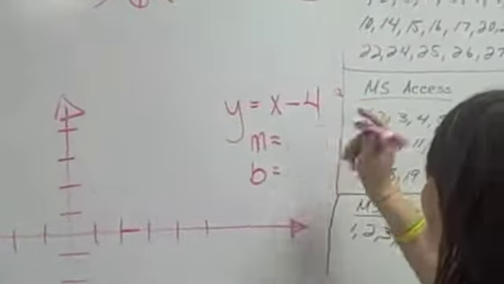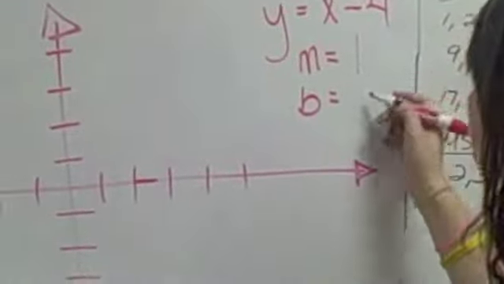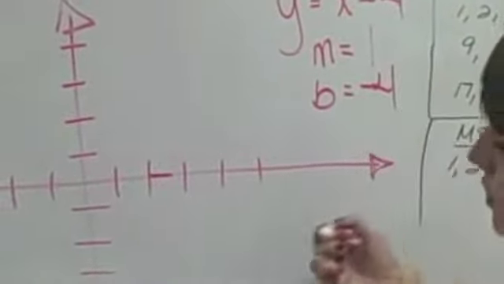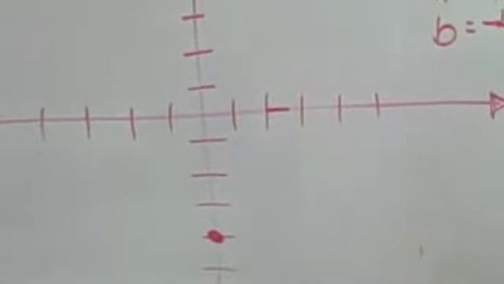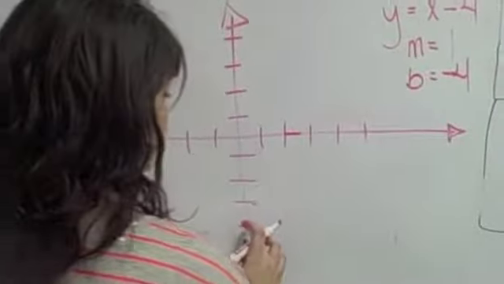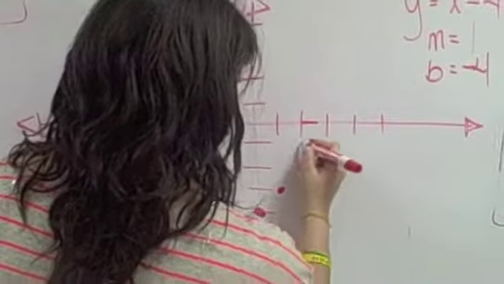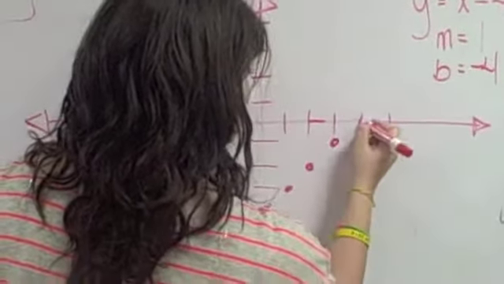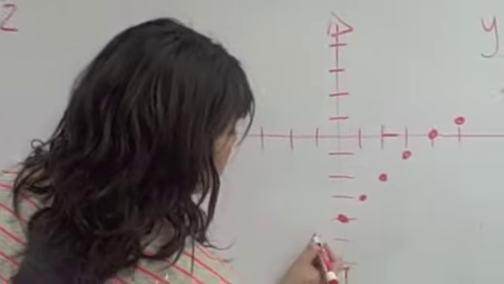When we're going to graph that, you can see using our binomial that our slope equals 1 and our y-intercept equals negative 4. So we count 1, 2, 3, 4. Negative 4 is our y-intercept. If our slope equals 1, we go down 1 and 1 to the left.